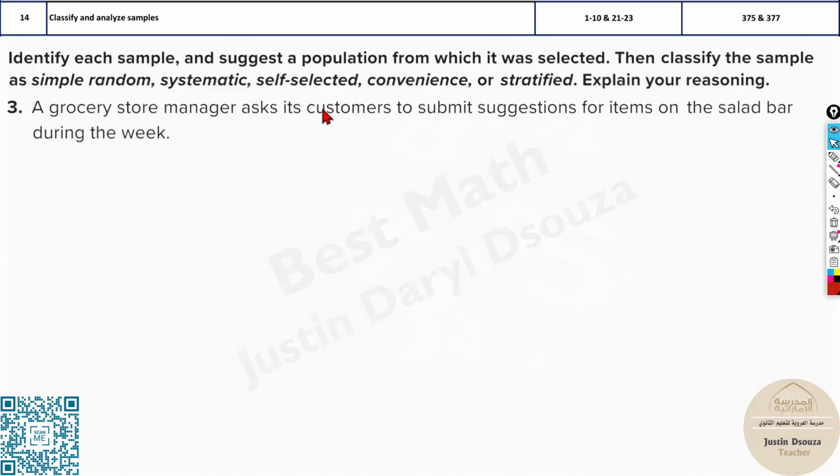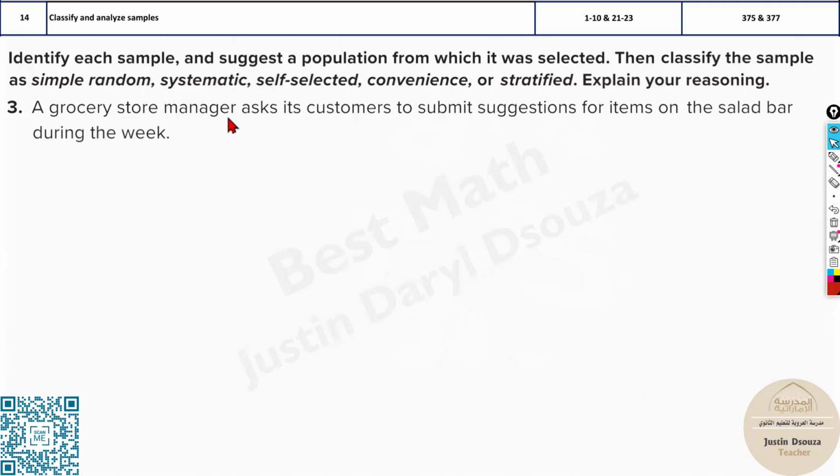And what type of study is this? What type of sample? Is it simple, random, systematic, self-selected, convenience, stratified? Now he is asking the customer who is coming over there. Now there is a bit of confusion between self-selected and convenience. Now, how can we differentiate these both? Is it self-selected or convenience? Now, convenience is who are readily available. Now, if the manager asks the customers who are presently there at that particular time, then it is convenience. But now he is just selecting customers throughout the day, right? I mean, it can be any time because customers submit whoever comes in that day.